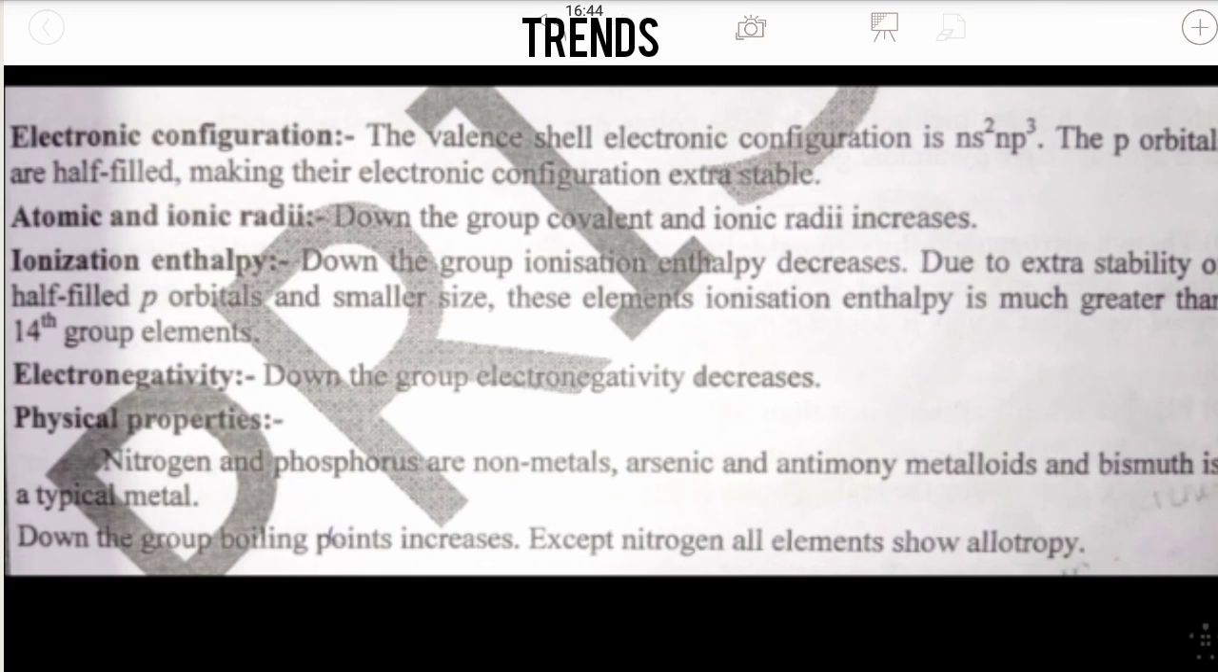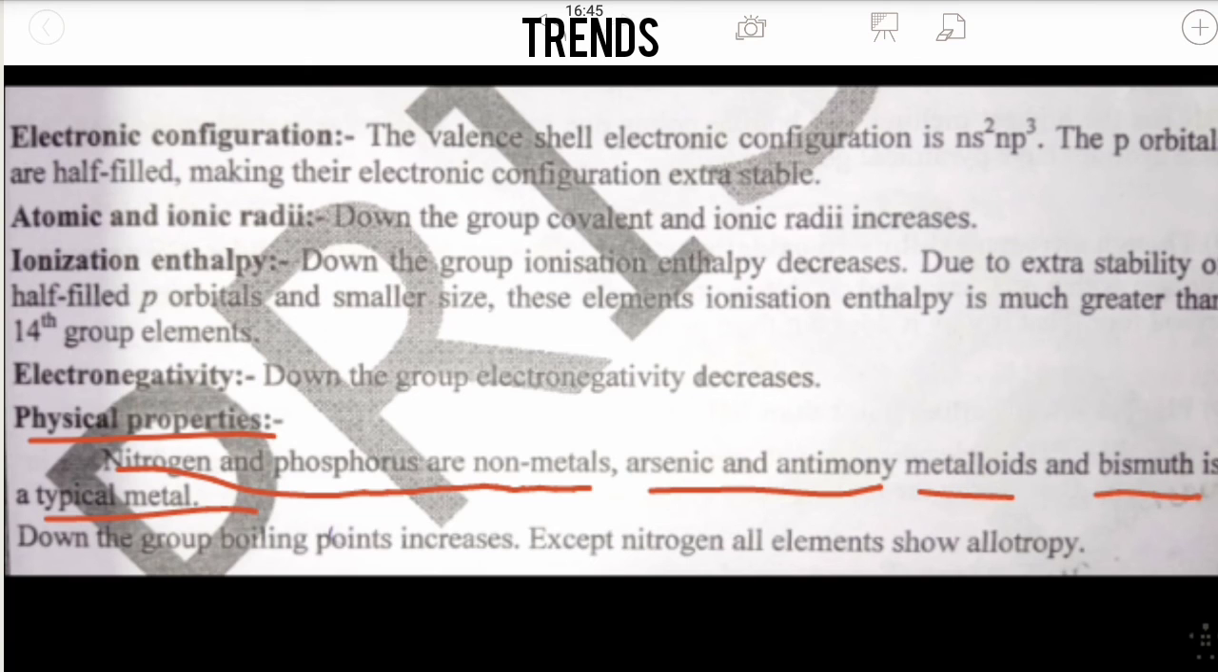Okay. There are some physical properties. Nitrogen and phosphorus are non-metals. Arsenic and antimony are metalloids. And bismuth is a typical metal in the nitrogen family.